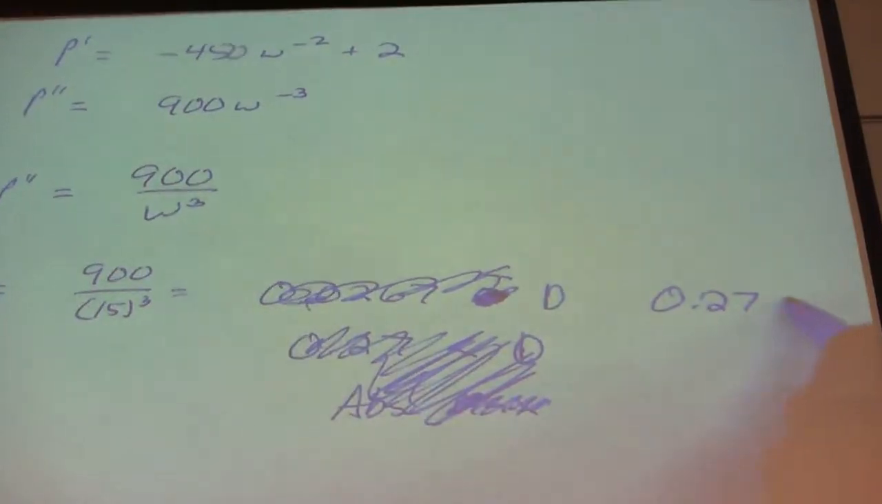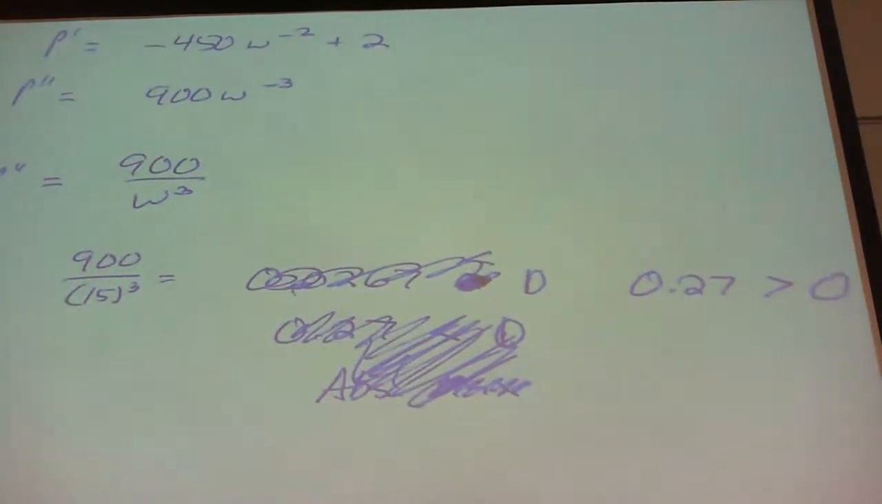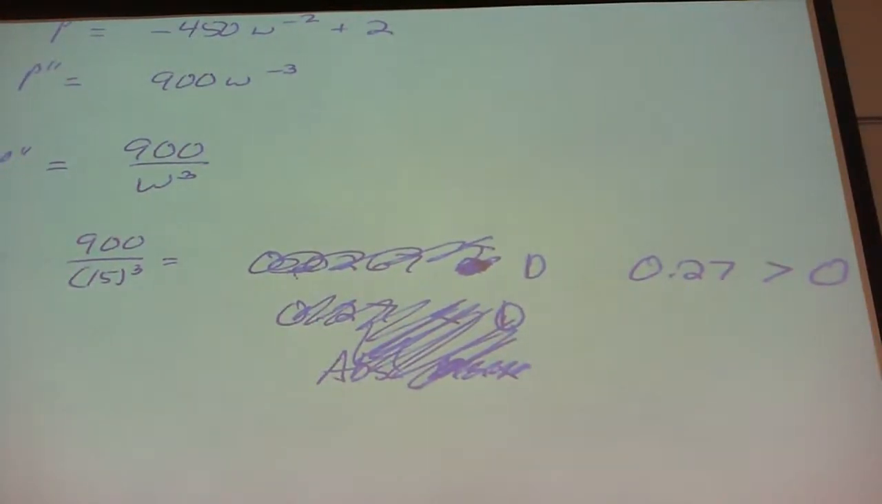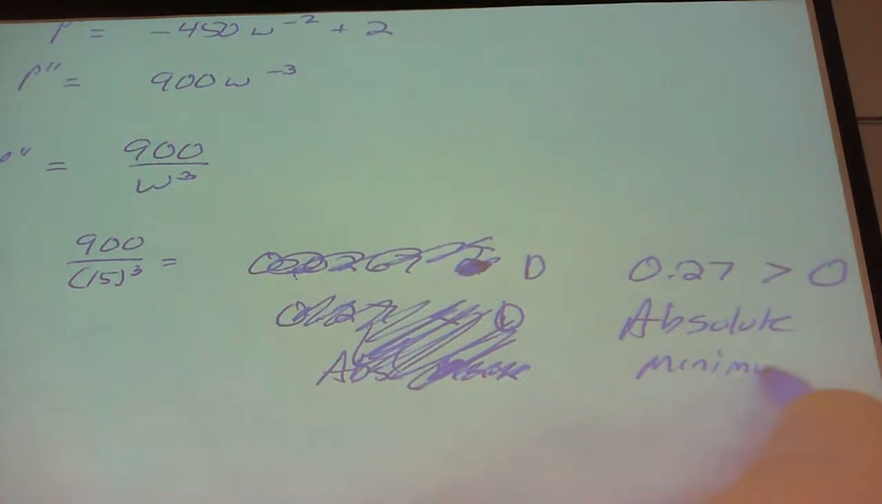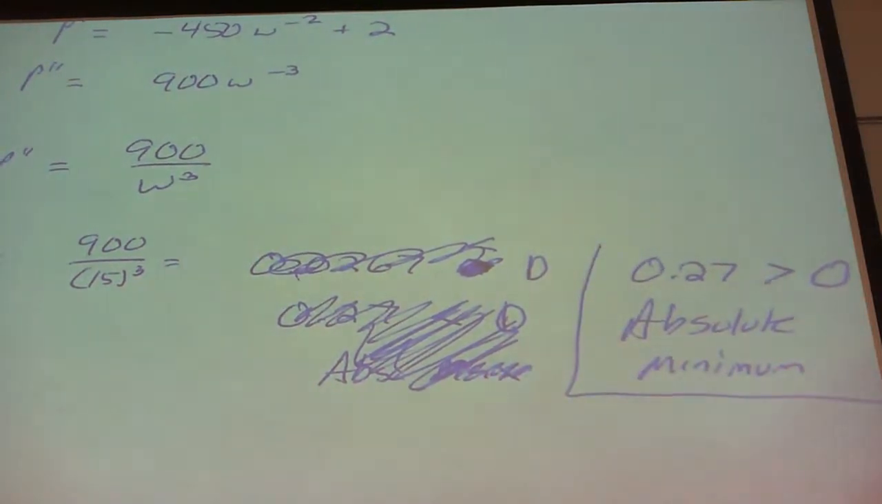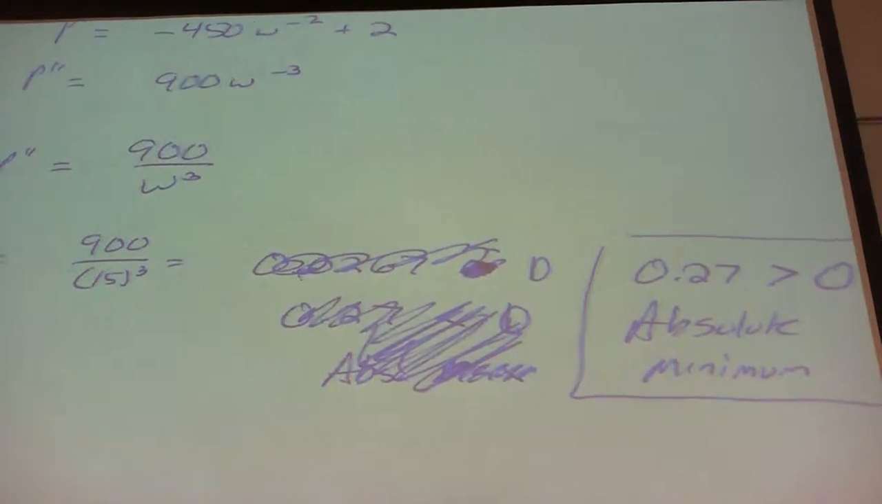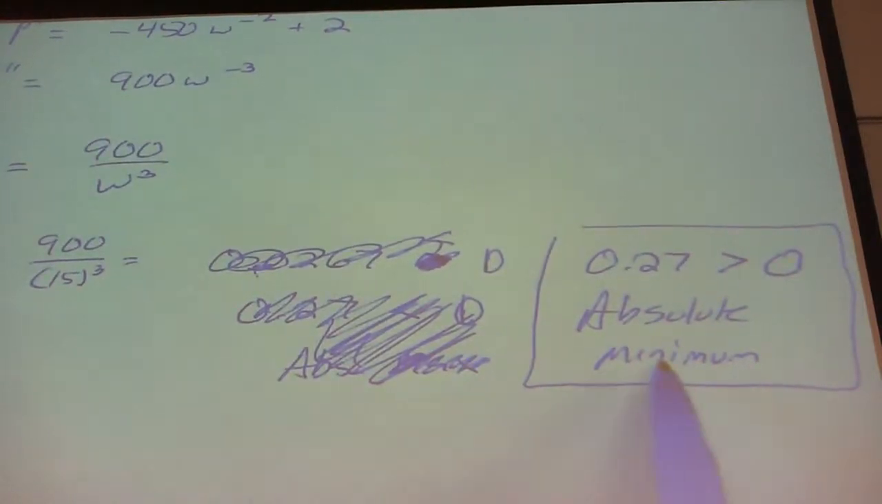Since that result is greater than 0, you have an absolute minimum. And what were we trying to do to the perimeter? Maximize or minimize it? Minimize it. So this is how you verify.